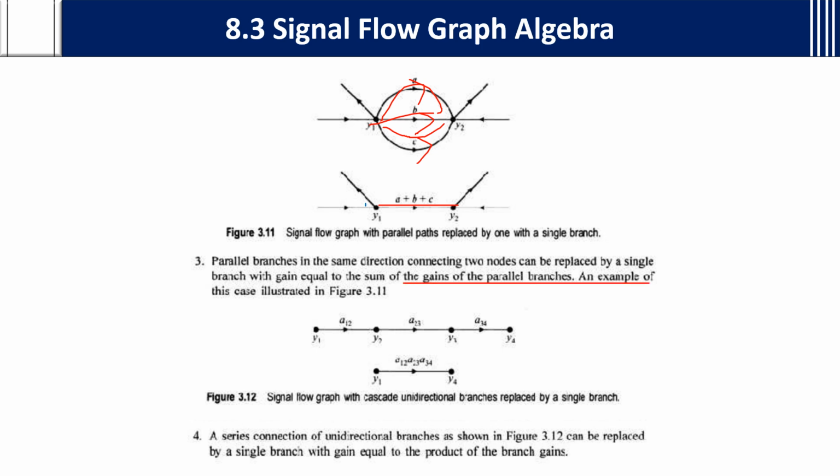That is nothing but a plus b plus c. Understanding? Then a series connection of unidirectional branches as shown in figure 3.12 can be replaced by a single branch with gain equal to the product of the branch gains. See, a series connection in this way, which is going in the forward direction, can be replaced by the gain y1 to y4, a12, a23, a34. What we have seen in the forward path, we have multiplied all the gains, like that.